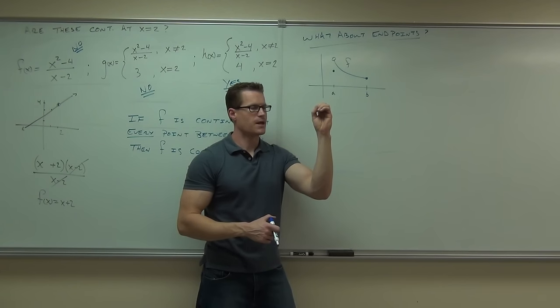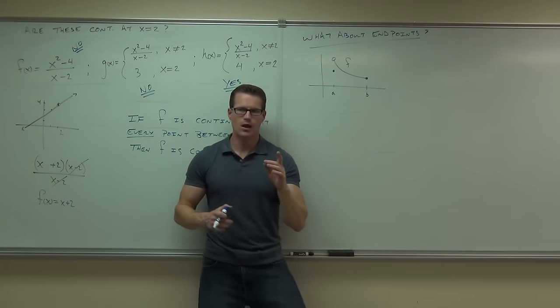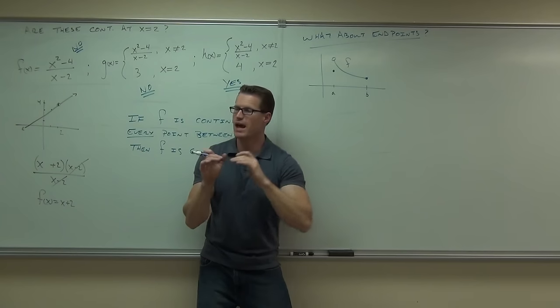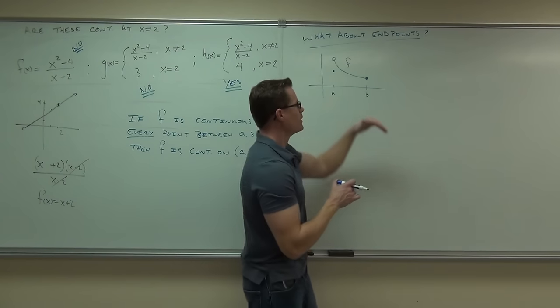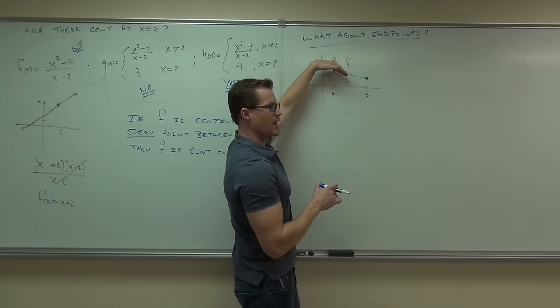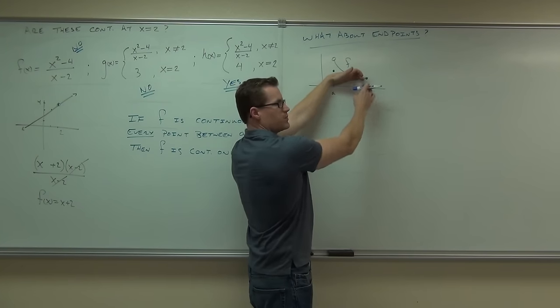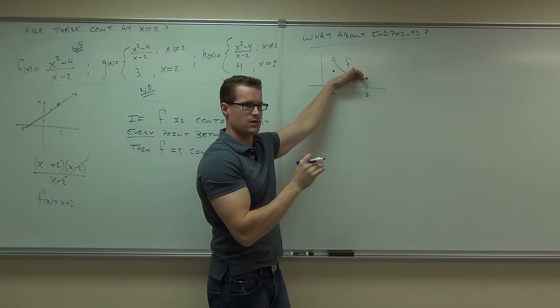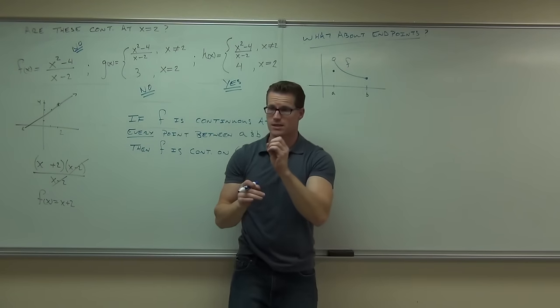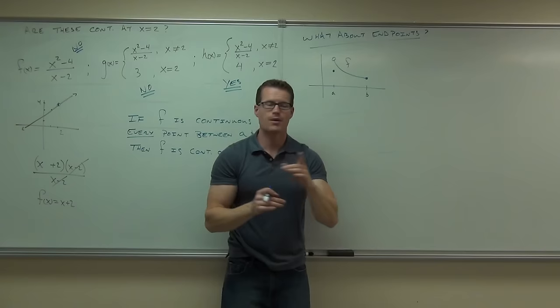The point's there. Now, here's a weird thing. We don't have a full-on limit because we don't even have one side. However, the one-sided limit from the left goes to the same value that the point b is defined at. Does that make sense to you? So it's going to the point and the point exists. You with me? How about the left-hand side?